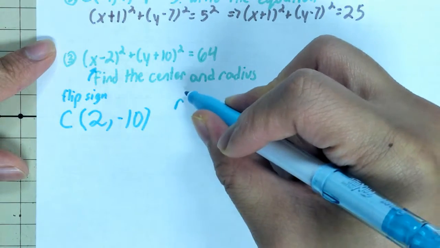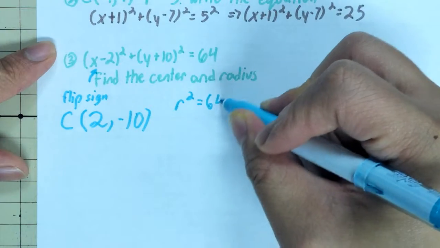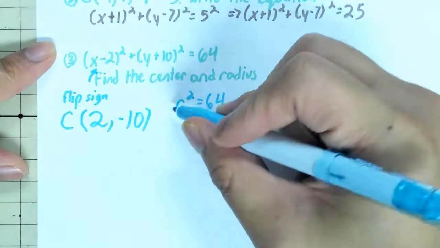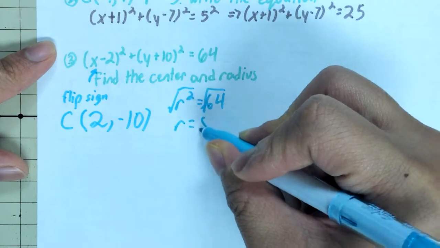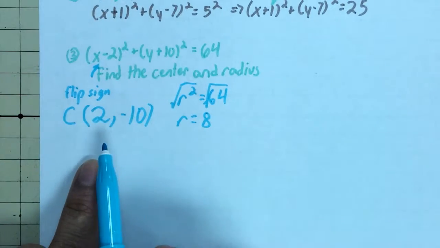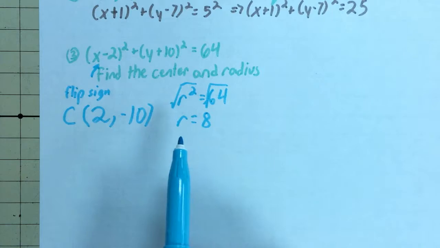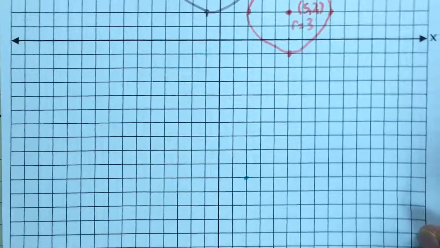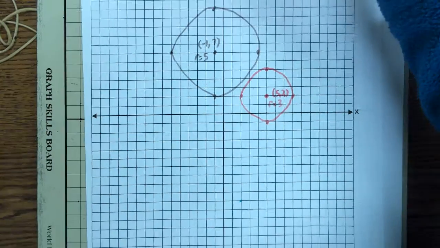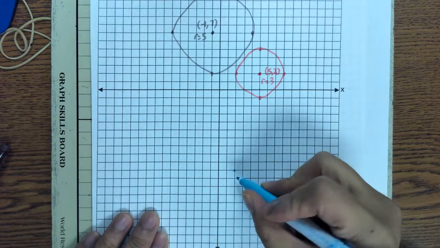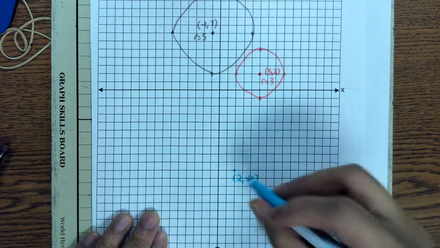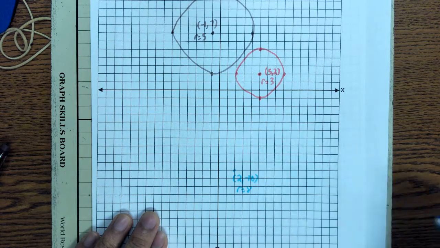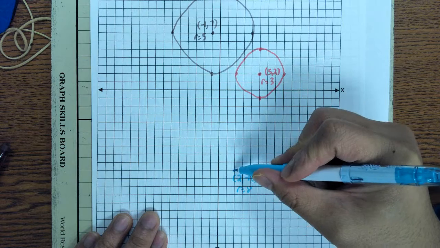Next, my radius, r squared, is 64. We want to square root that to get just r. So r equals 8. So I have a center of (2, negative 10) and a radius of 8. And on the graph, let me zoom out so I can fit. There we go. (2, negative 10) for my center. Radius equals 8.